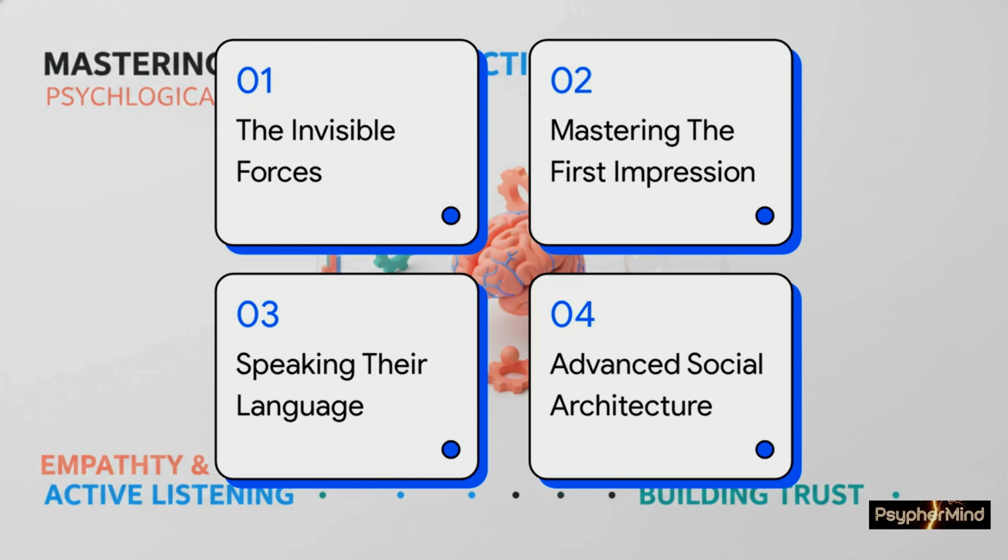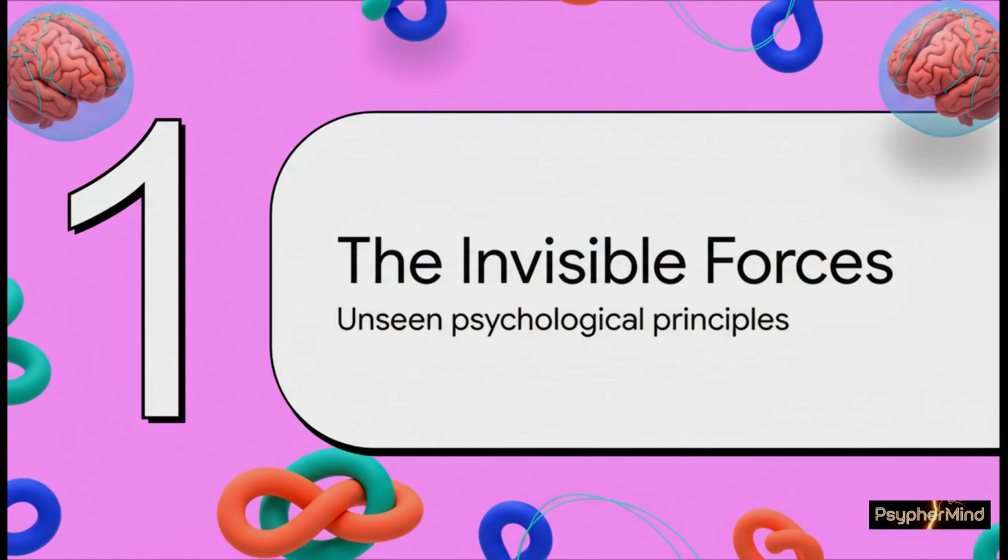Well, here's our roadmap. This is how we're going to get you to be that social architect. First, we're going to uncover the invisible forces that shape our interactions. Then, we'll get into mastering the first impression. From there, we'll learn the incredible art of speaking their language. And finally, we'll build the skills for advanced social architecture, the stuff that really defines true social leaders. All right, let's dive right into part one, the invisible forces.